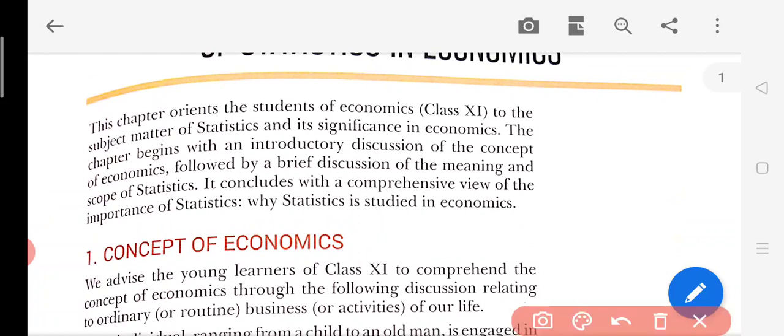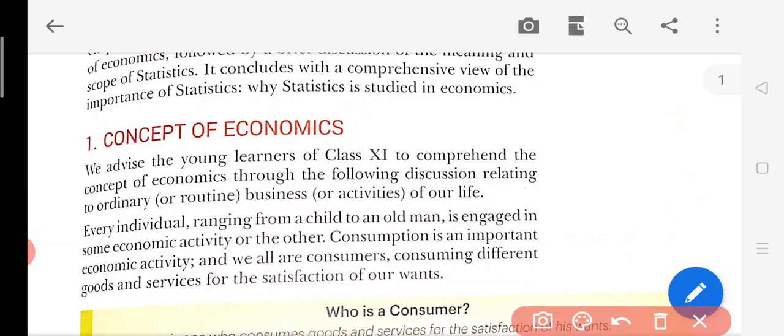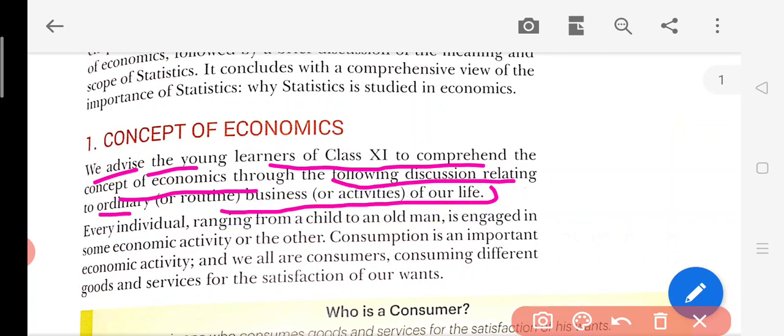The concept of economics is a topic we advise the young learners of 11th class to comprehend through the following discussions relating to ordinary or routine business activities of your life. So economics is everywhere in your daily routine. Whatever you are doing, it involves some kind of economics in it. How? The question is, how can you say that economics is related to our life?